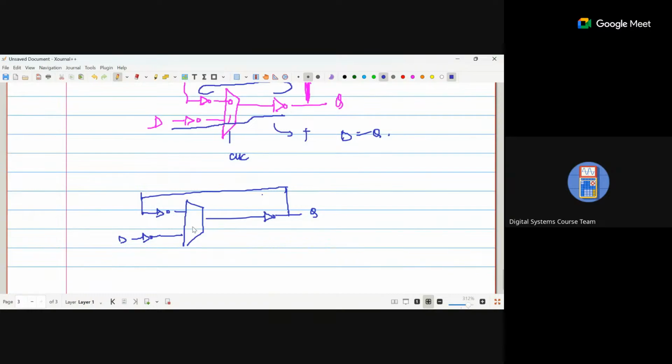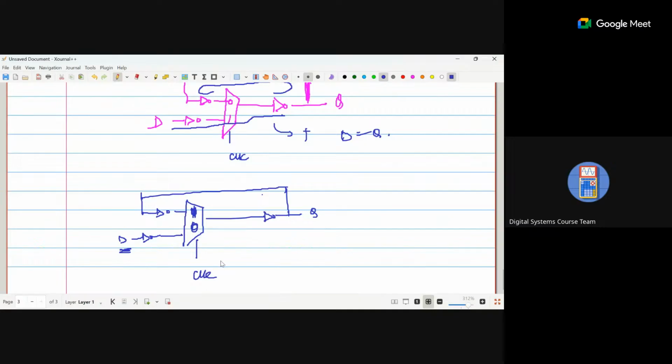There are two ways you can do the negative one. First, you can just have 0, 1 and give clock bar. This way it will toggle the zeros and ones. So when your clock is 0, clock bar will become 1 and it will start operating this input. The other way is you give clock, and you interchange the inputs to 1 and 0. This is also the same.